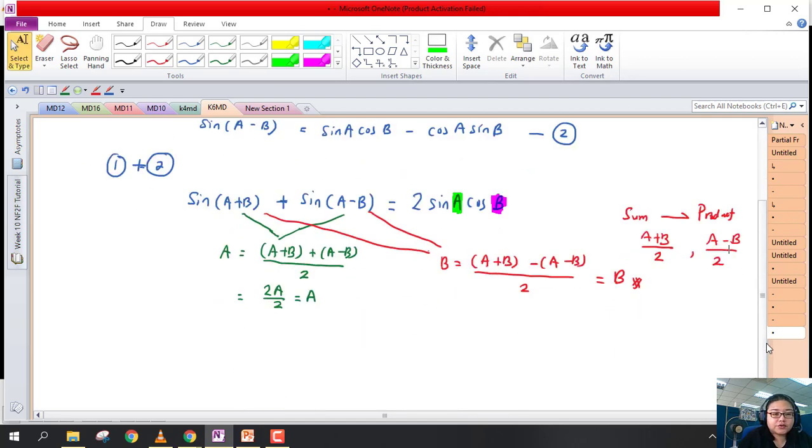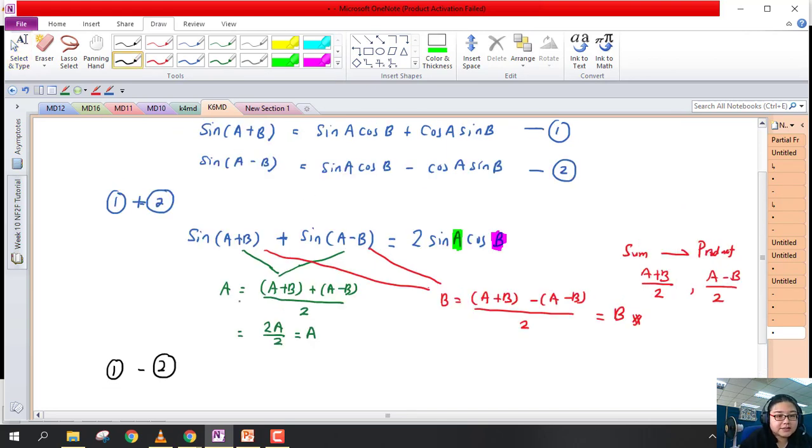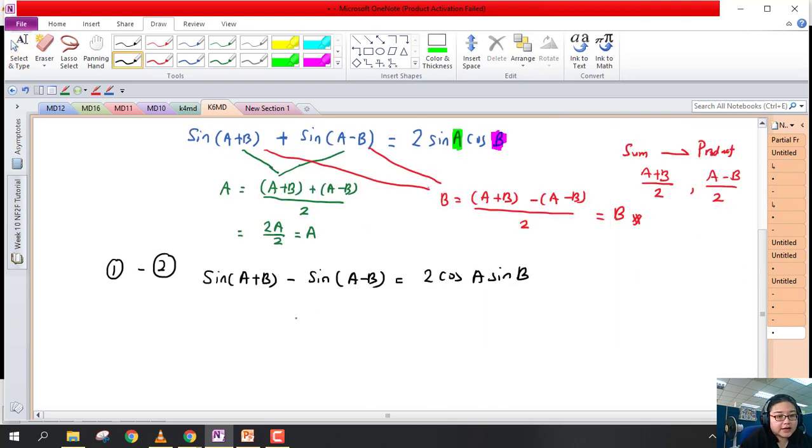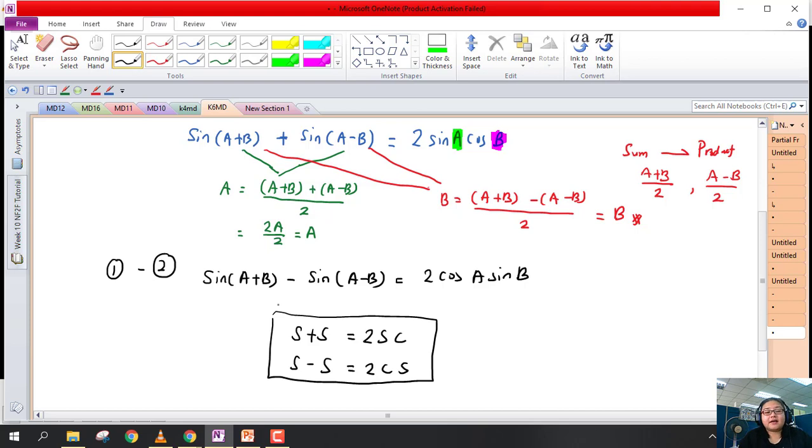The same goes for the second one. If we do the first one minus the second one, we get sine A plus B minus sine A minus B, and you find that it is 2 cos A sine B. So from these two, we can conclude that S plus S equals SC, and S minus S equals CS, if it involves the compound angles sine A plus B and sine A minus B.